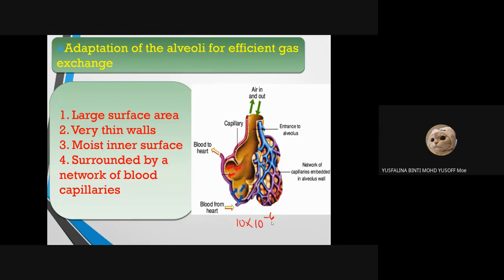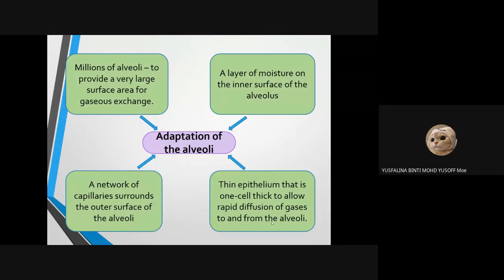And then you have to remember the alveolus is also moist. It has a moist structure. Okay, so this is the adaptation: millions of alveoli to provide a very large surface area for the gas exchange, and a layer of moisture on the inner surface of the alveolus. Because when it is moist, the oxygen can diffuse better if the alveolus is moist.